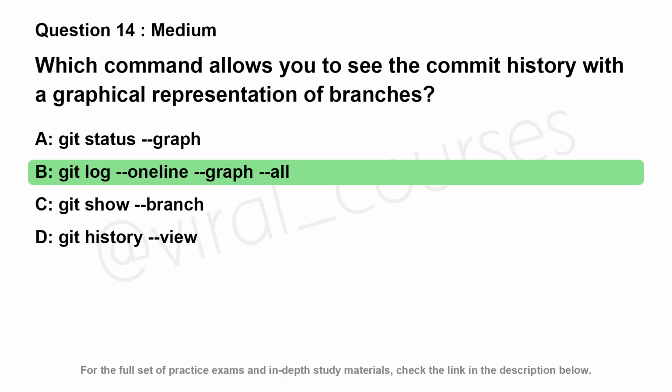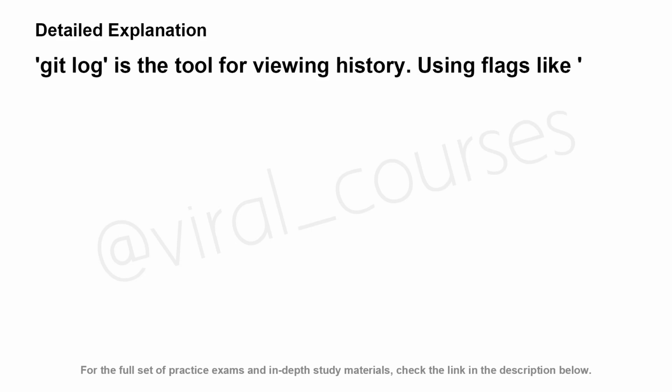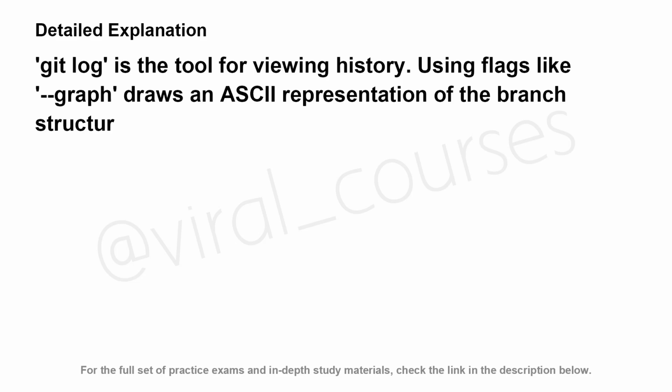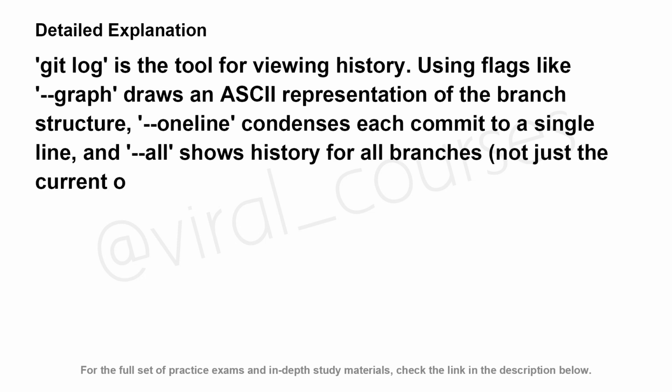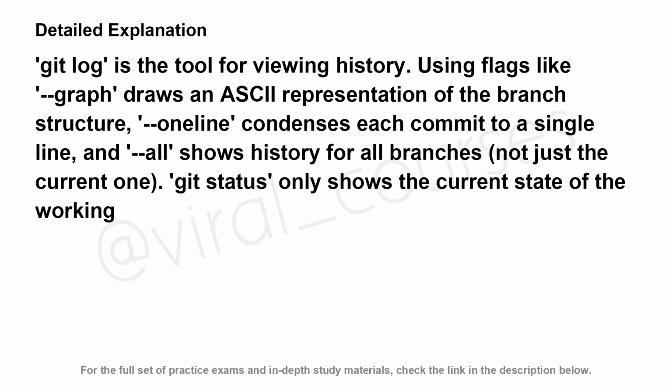The correct answer is B. Git log is the tool for viewing history. Using flags like --graph draws an ASCII representation of the branch structure. --oneline condenses each commit to a single line. And --all shows history for all branches, not just the current one. Git status only shows the current state of the working directory and staging area.